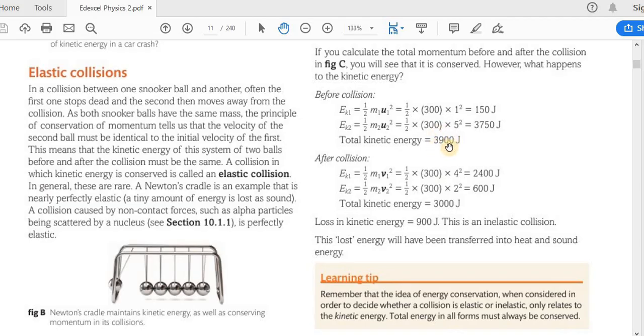So if you consider 900 joules of energy is converted to heat and sound, the total energy before that was 3900, and the total energy after is also 3900, which is this 3000 plus 900. But it's not the total kinetic energy. Here the total energy is the total kinetic energy, but after impact it is kinetic energy plus thermal energy plus sound energy. So that will equal 3900.